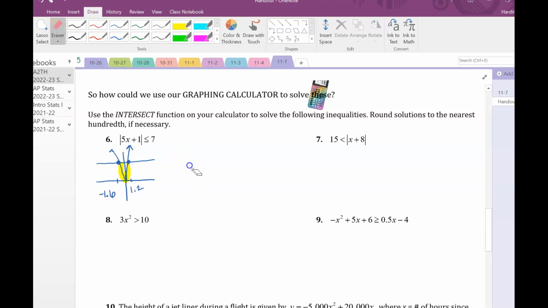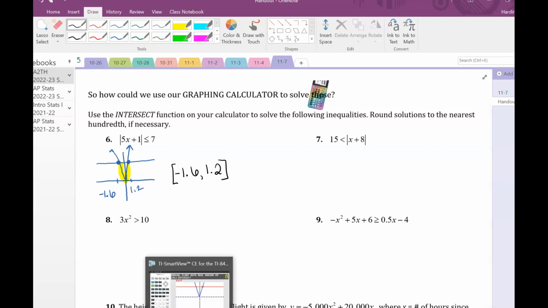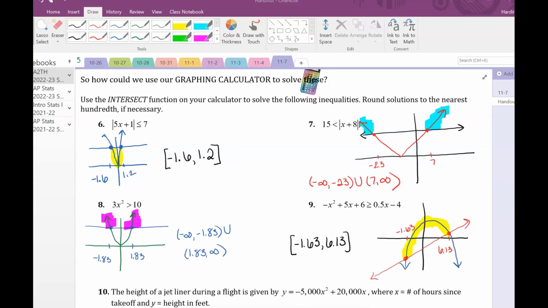Oops, again, I need a bracket. Any number in this interval is going to result in a value on the left side that is less than or equal to 7. Go ahead and pause the video for a second. I would like you to try the next 3 yourself. Okay, take a look, check the answers that you got for this.